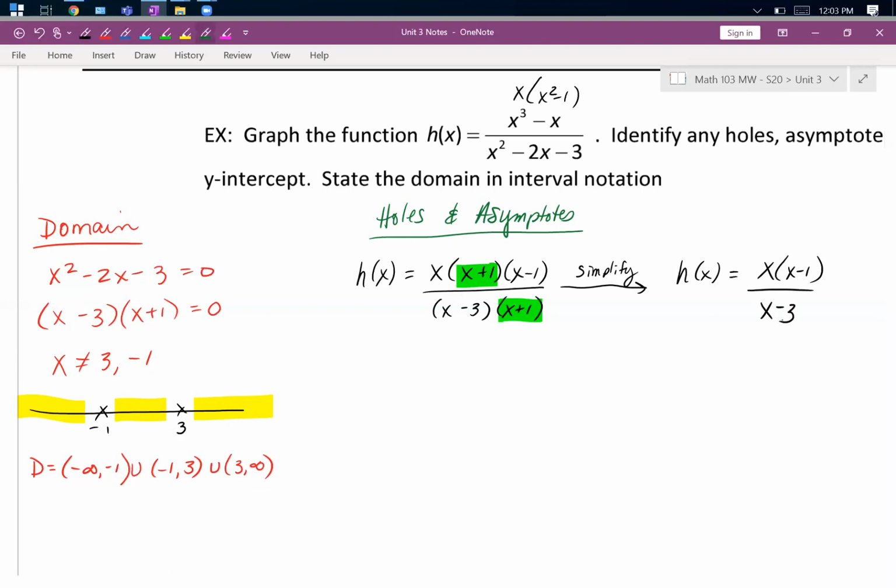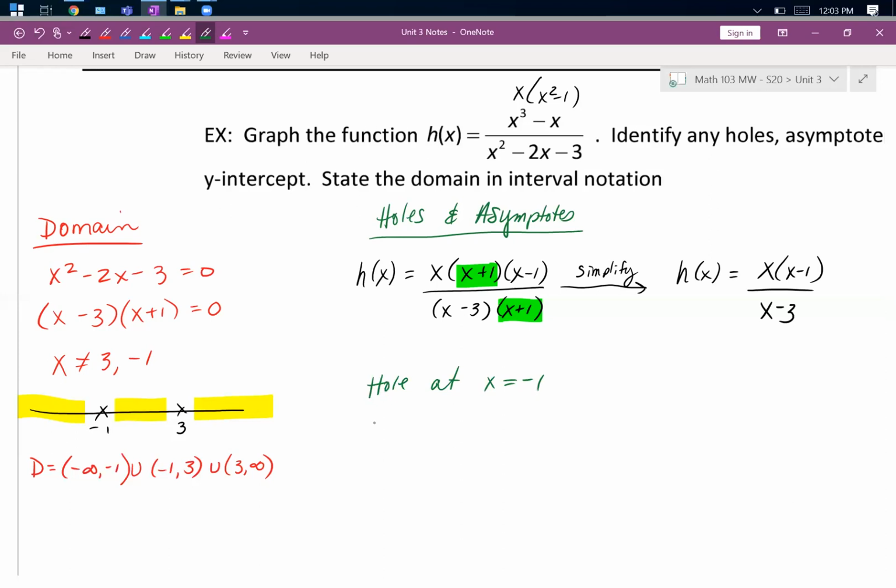What does that common factor tell us? What do we have? There's a hole at -1. You got it, but again, watch that notation. We're going to have a hole at x equals -1. That's the 0 of our common factor.